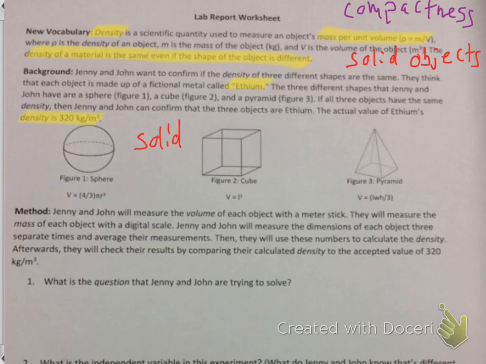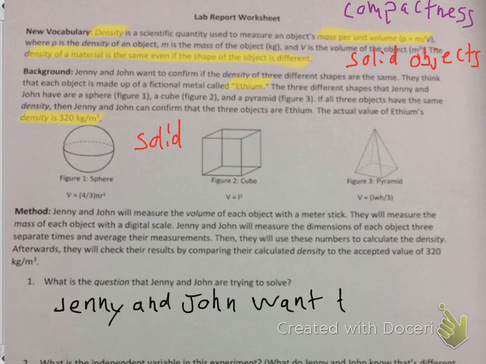Okay, so the question that they're trying to solve is, what is the problem in the experiment? So Jenny and John want to confirm. And honestly, a lot of times the purpose of the lab will be kind of buried into one of the background paragraphs, right? Usually the person's going to tell you what the purpose is. Want to confirm.